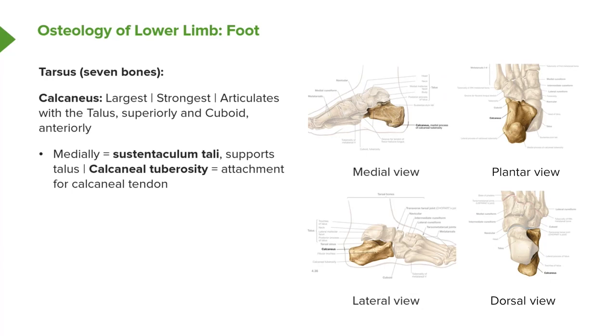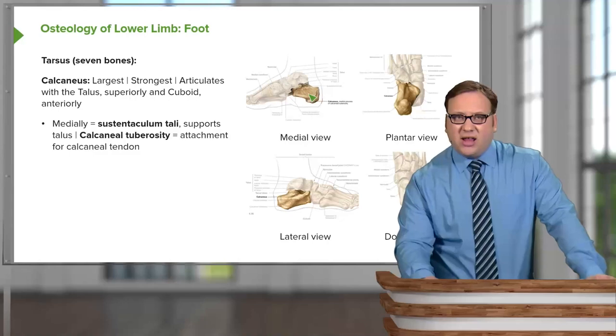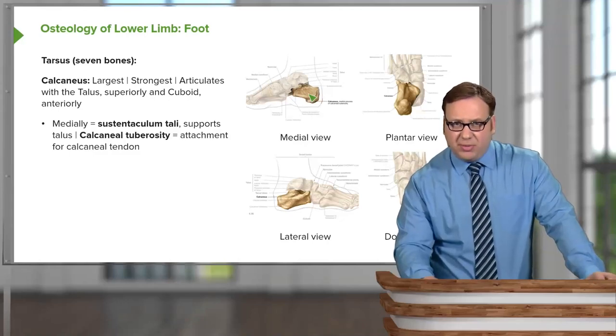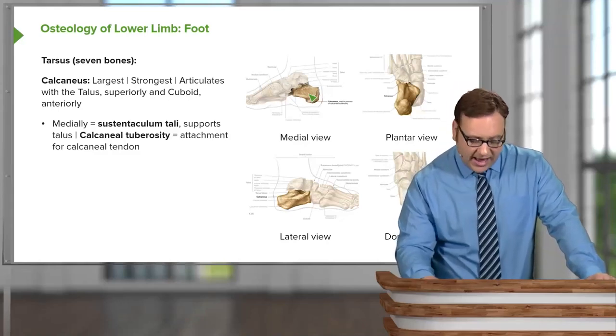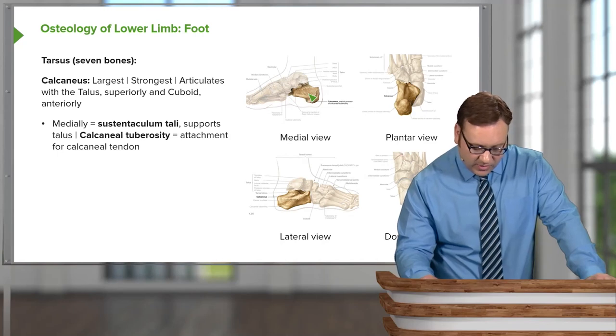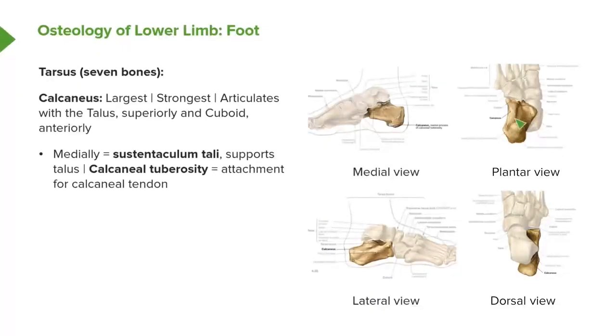So let's have a look in a bit more detail at these tarsal bones. Let's start off with the calcaneus. We can see it's the largest, the strongest of the tarsal bones, and articulates with the talus superiorly and the cuboid bone anteriorly. We can see it here, in a plantar view, a lateral view, and a dorsal view. This is the calcaneus.